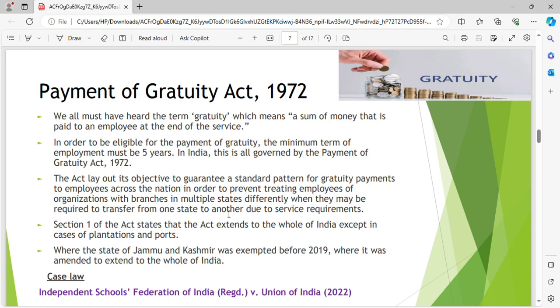This act laid down the guaranteed standard pattern of gratuity payments to employees, and how employees of organizations with branches in multiple states should be treated differently when they may be required to transfer from one state to another because of service requirements. You can see some of the case laws in that: Independent School Federation versus Union of India 2022, and where Jammu and Kashmir was exempted before 2019, it was amended to extend to the whole of India.